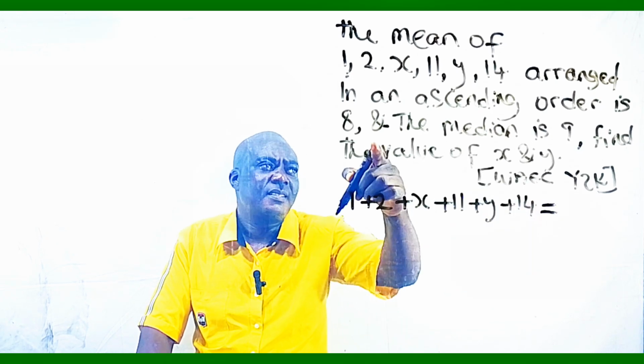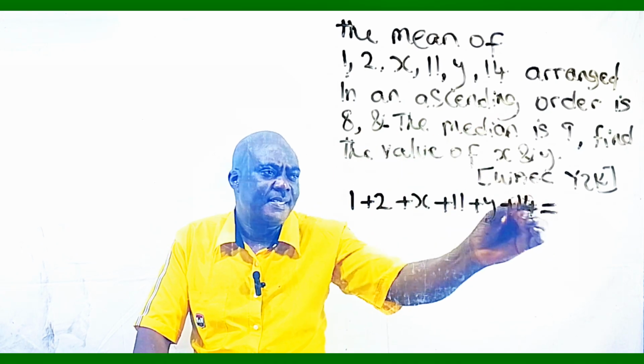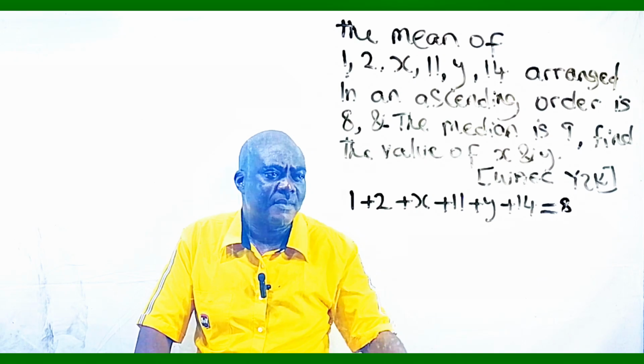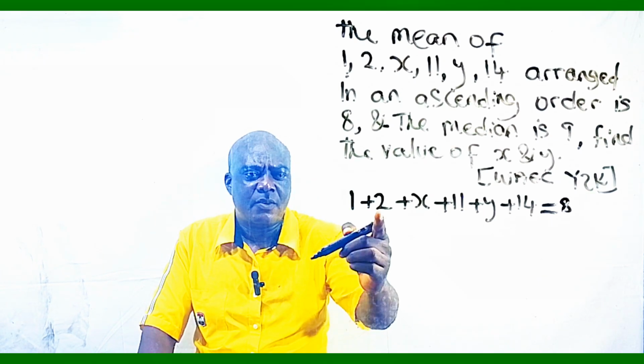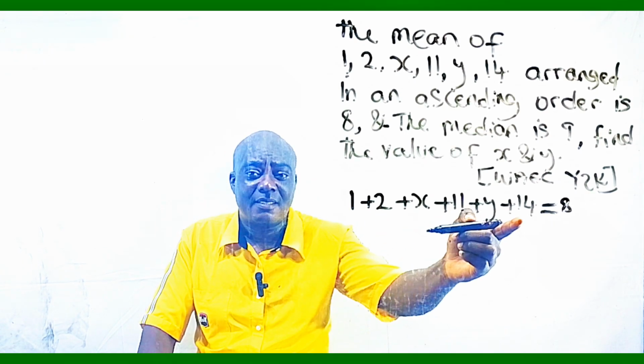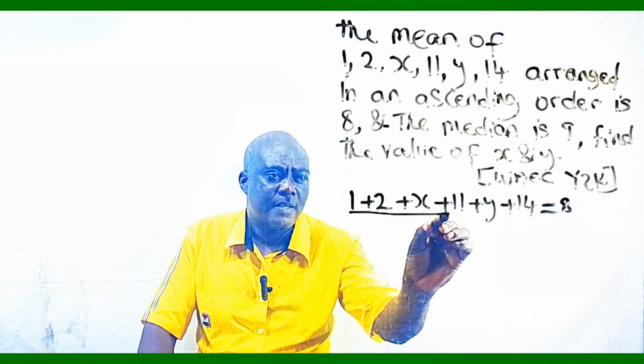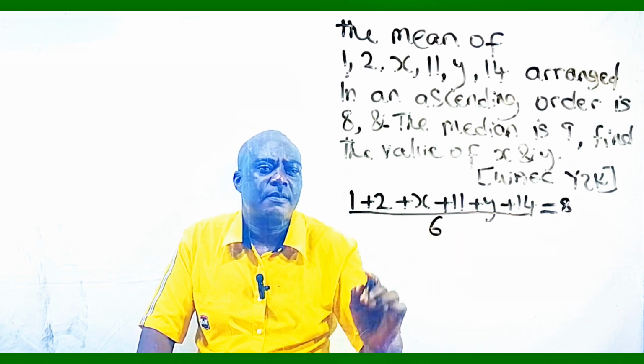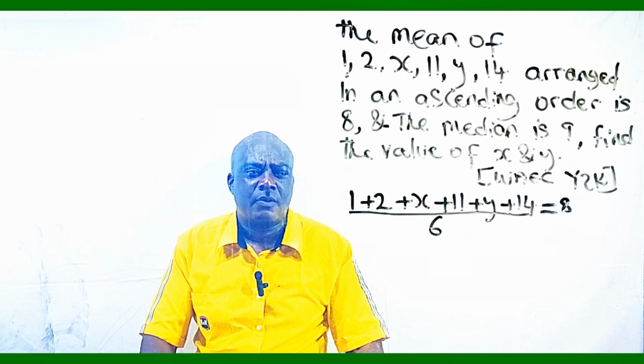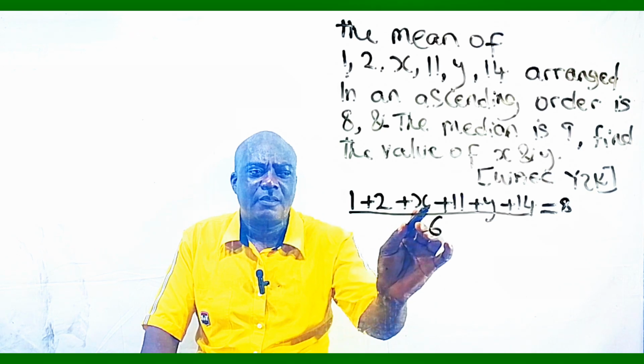The average is 8. Now let's see, there are 1, 2, 3, 4, 5, 6 observations, so all over 6. So now let us do something. Let us add now.